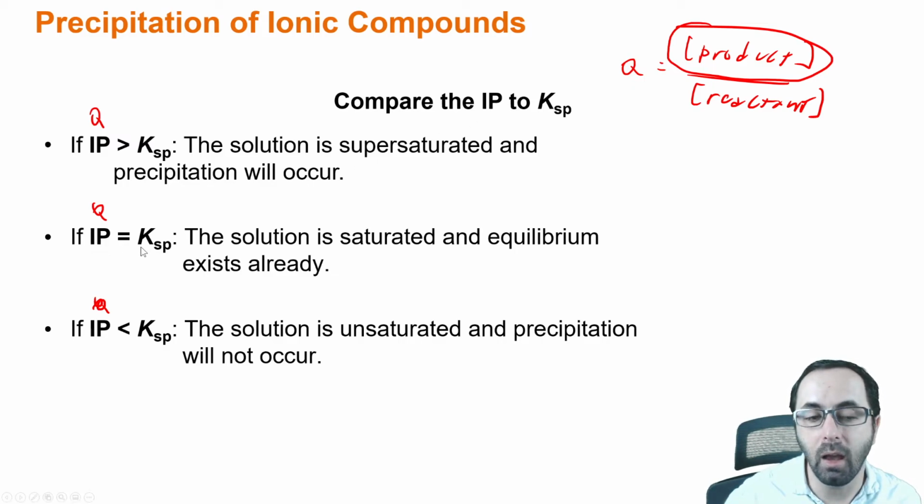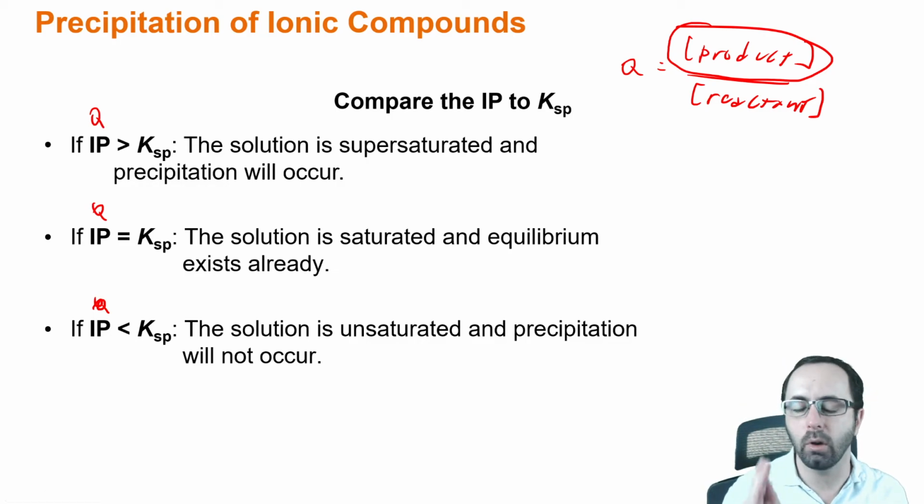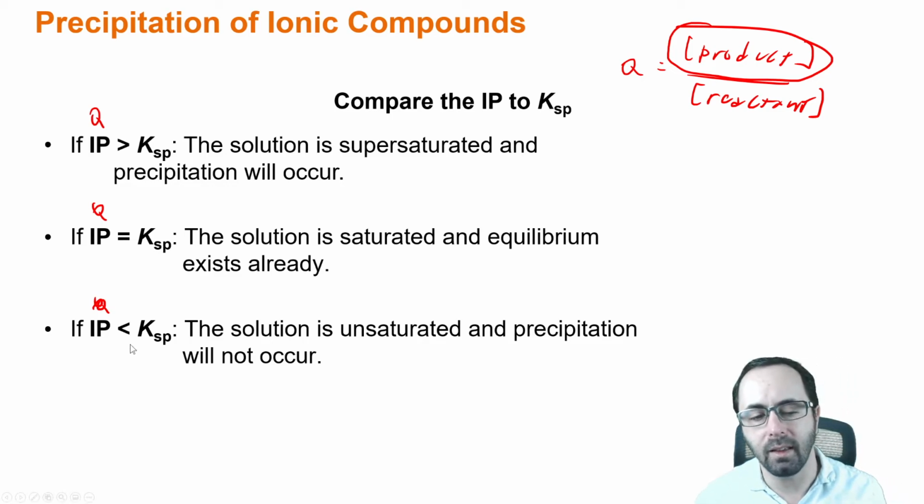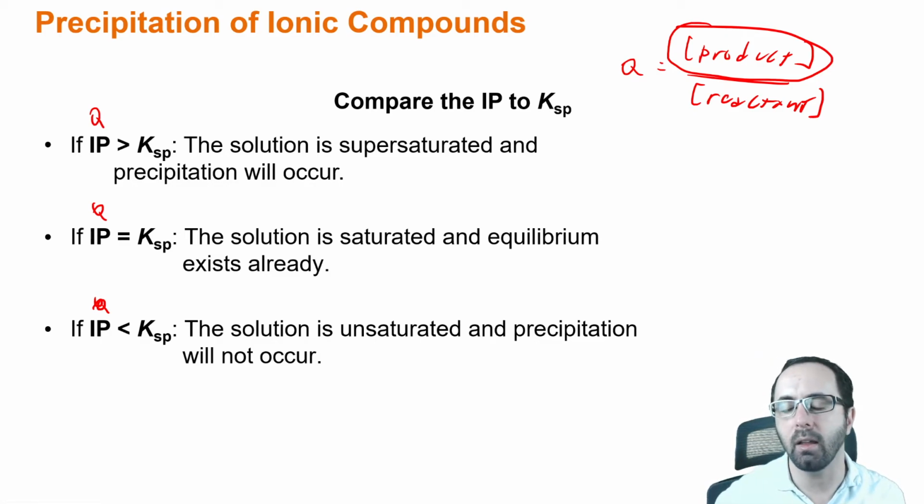If the ion product is equal to K, that means the solution is saturated and we're exactly at equilibrium. And then if Q is less than K, that means that we don't have as many ions as could dissolve. So more are going to continue to dissolve. The solution is not yet saturated, so precipitation will not occur.